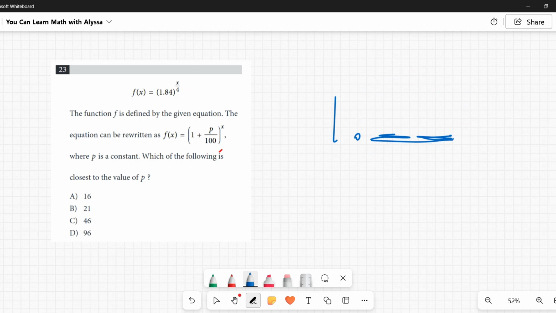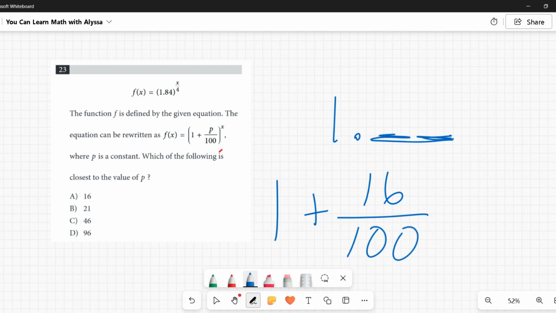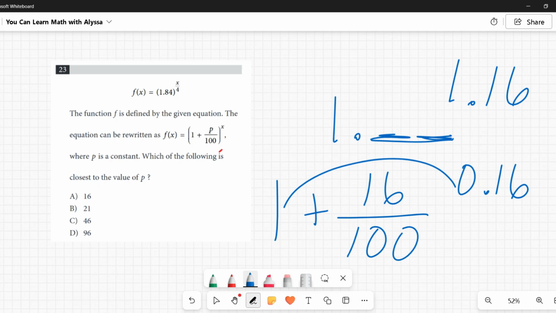Why am I saying that? Because it's saying 1 plus one of these numbers over 100. Let's say it was 16 over 100. 16 hundredths can be rewritten as 0.16. So 1 plus 0.16 would be 1.16. So it's this fancy way, so you don't have to put it like, there are two numbers after the decimal. What are those two numbers? But that's all they're asking.